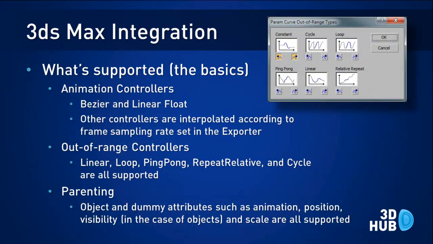With the animation controllers, we support all the usual Bezier and linear floats. Other controllers, so if you were to use, let's say, a sine wave controller or a waveform controller, these controllers can be used. The controllers are interpolated according to the frame sampling rate set in the exporter. Out of range controllers work really well. We use them all the time for things like rotating objects that continuously spin. If you want things to ping pong or cycle through, these work really well, and again they export fine.